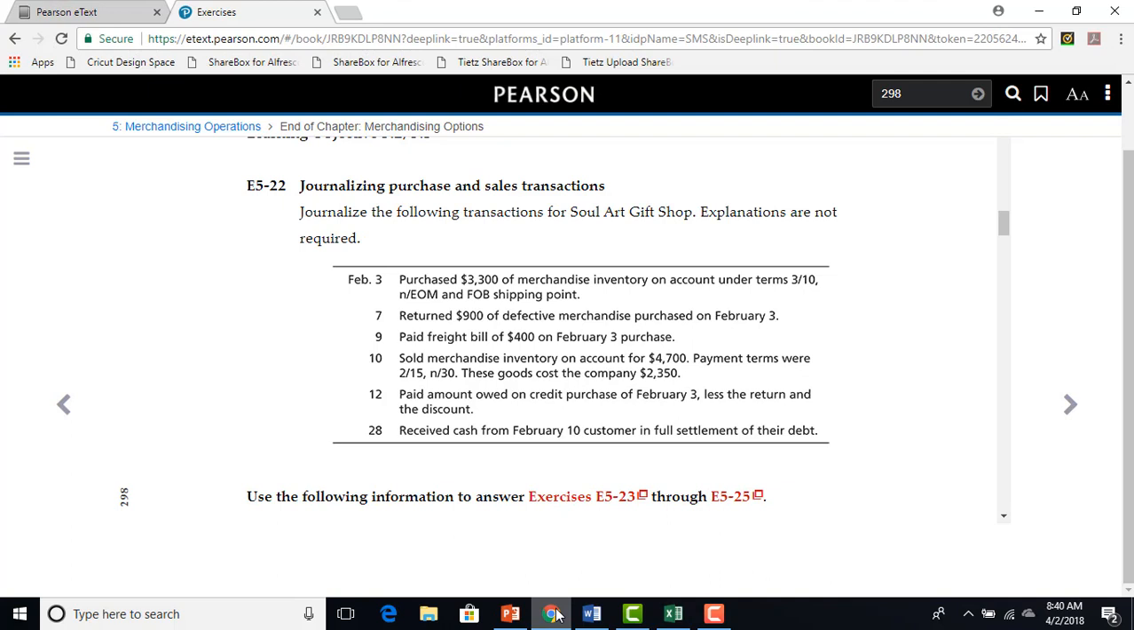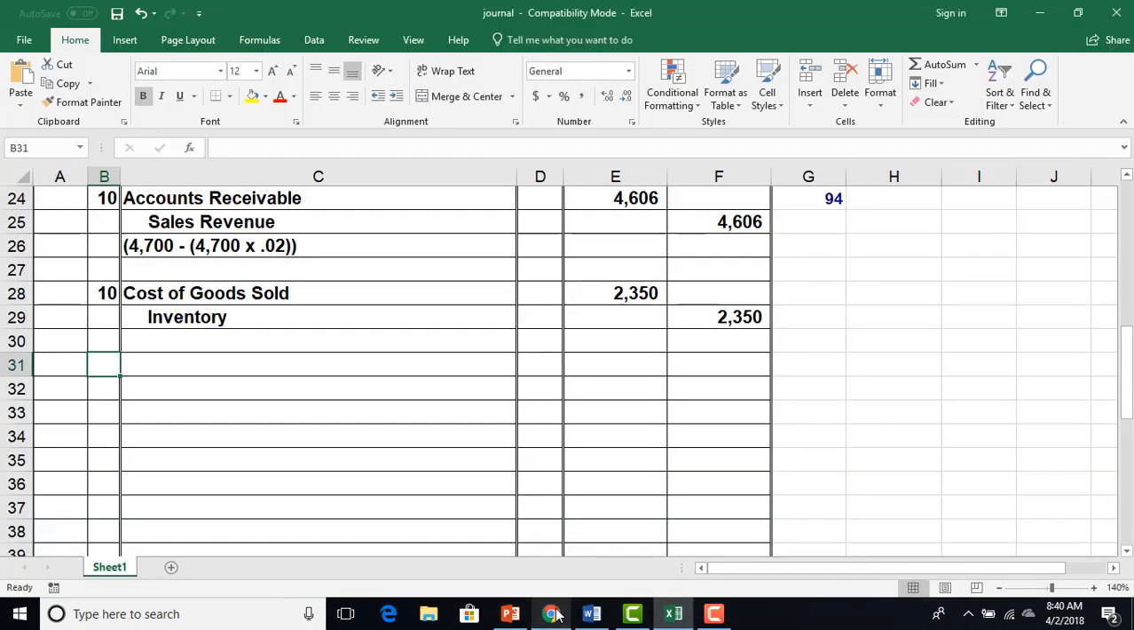All right, on the 12th, it says we paid the amount owed on the credit purchase of February 3rd, less the return and the discount. All right, so it's telling me right away that we made payment within that discount period. I don't have to determine if I did, as it told me in the problem. All right, so on the 12th, I know I'm making payment within those discount terms. All right, so let me run some numbers over here on the side.